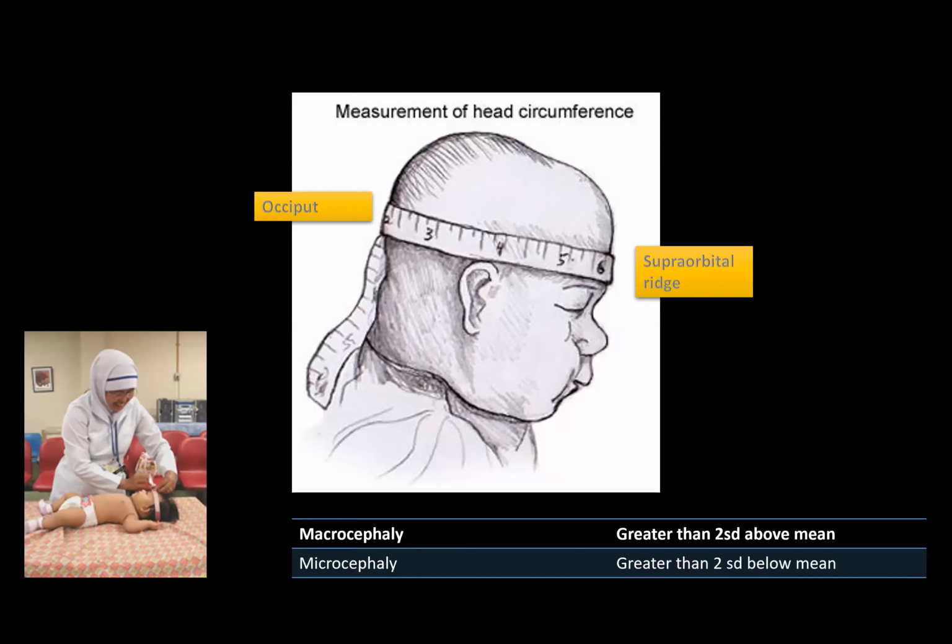This is just to give you a picture of where the supraorbital ridge and occiput are, and this is how we measure the circumference. We can consider it macrocephaly if the measurement is greater than 2 standard deviations above the mean, and microcephaly if the measurement is smaller than 2 standard deviations below the mean. Next.